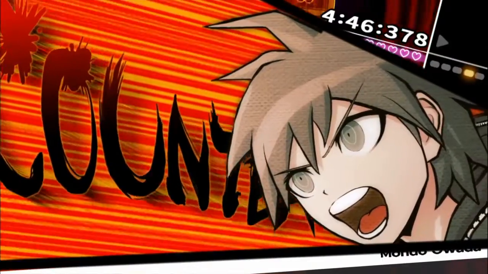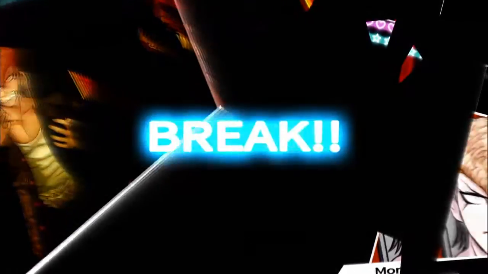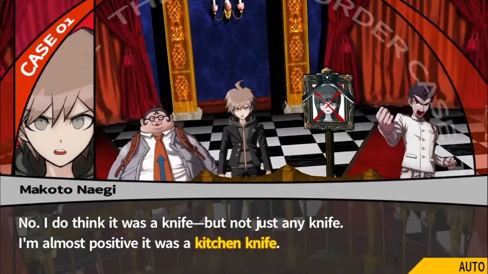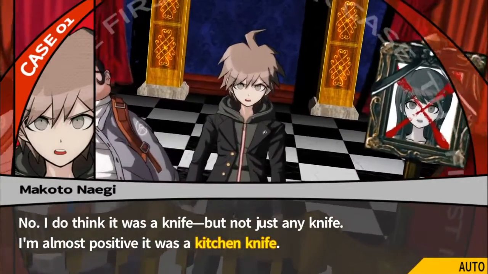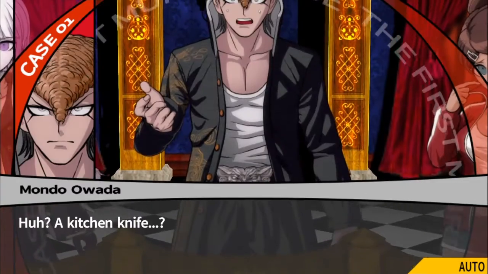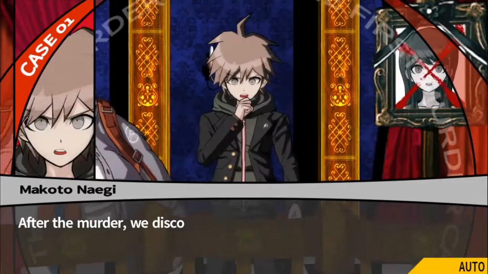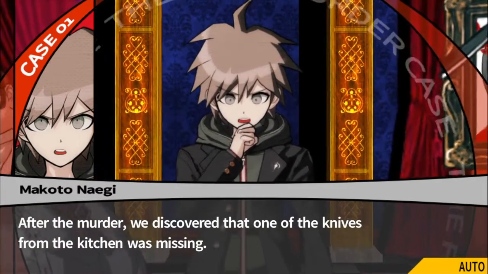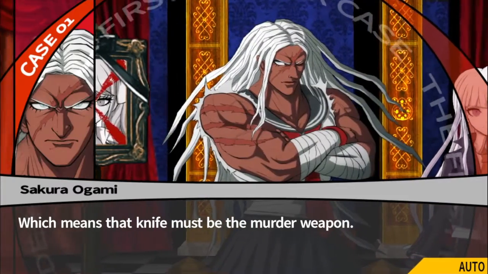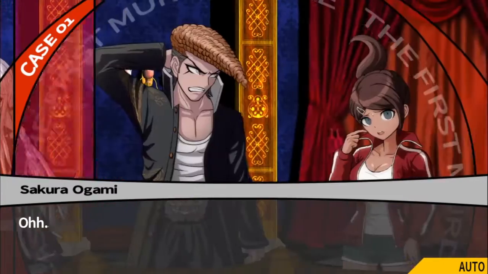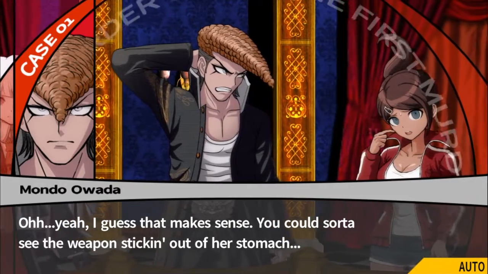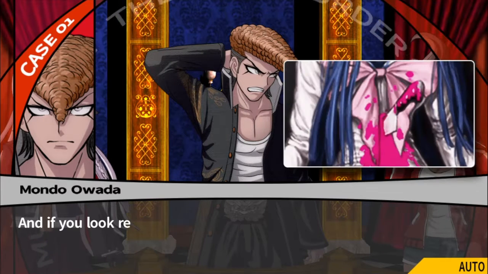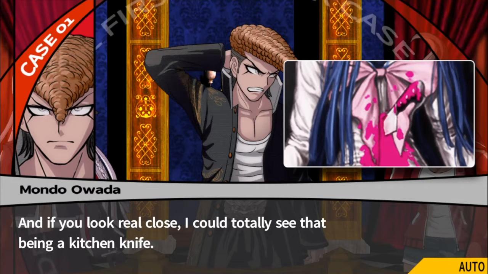No, that's wrong! No. I do think it was a knife, but not just any knife. I'm almost positive it was a kitchen knife. Huh? A kitchen knife? After the murder, we discovered that one of the knives from the kitchen was missing. Which means that knife must be the murder weapon. Oh, yeah. I guess that makes sense. You could sort of see the weapon sticking out of her stomach. And if you look real close, I could totally see that being a kitchen knife.